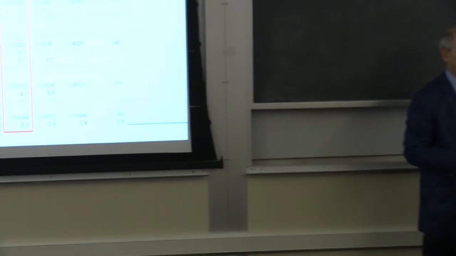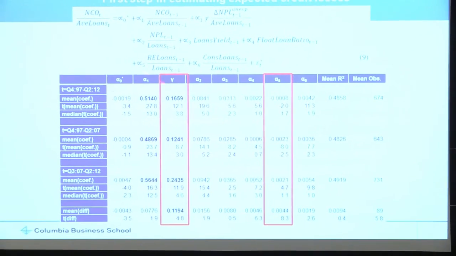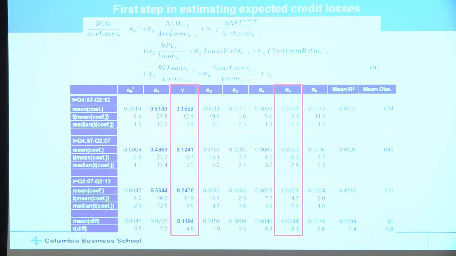Okay, so let me give you an intuition of the first set of results. Firstly, what's important is that you'll see that this measure that we came up with is statistically significant. And if you look at this combined period, what it basically says is around 17 cents, or 17%, of all this change in unexpected non-performing loans actually turns out to be charged off.